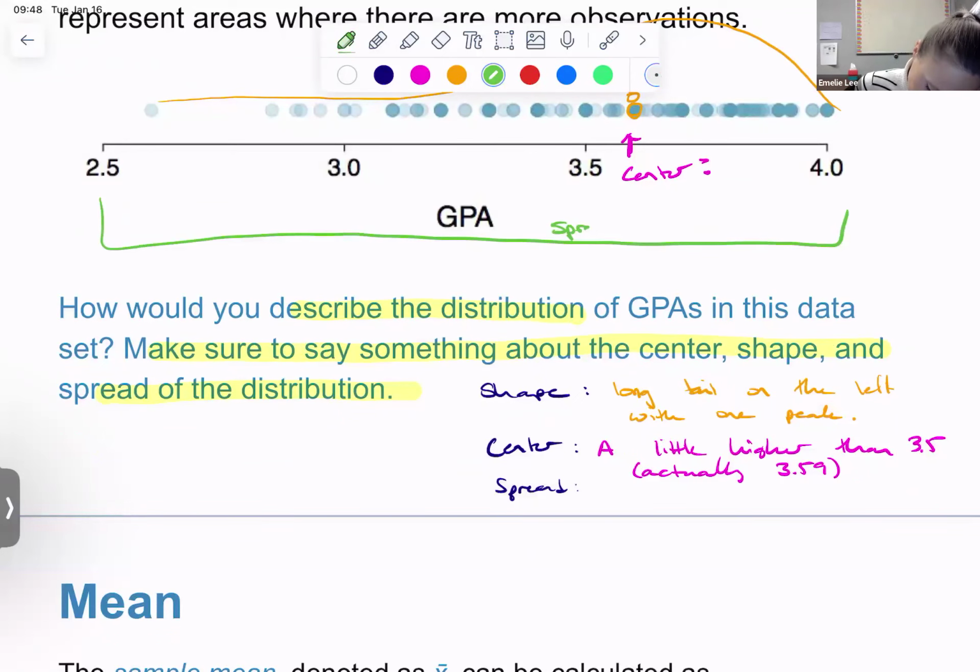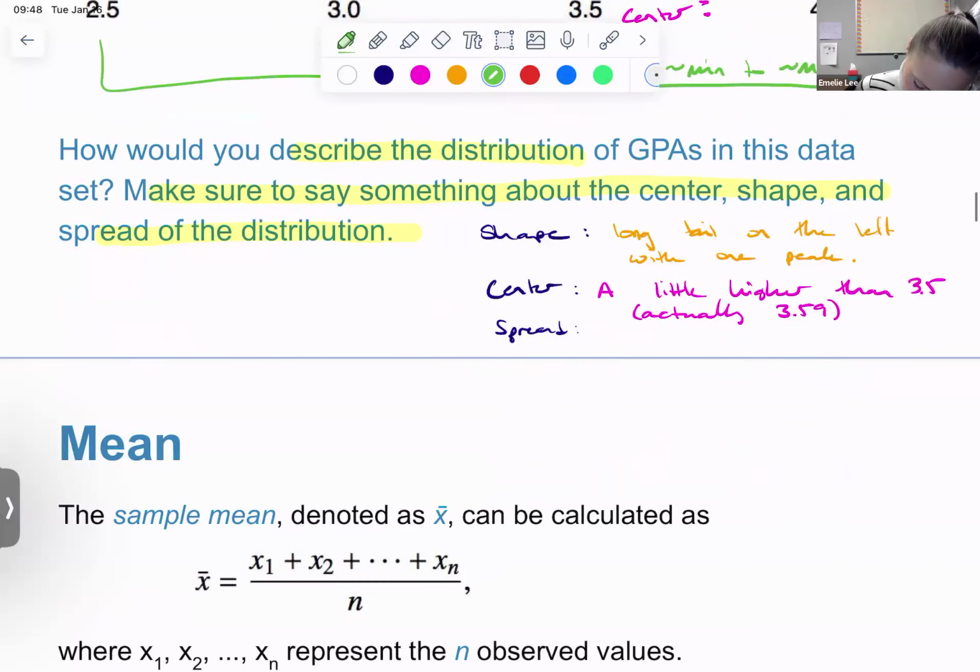So the spread is roughly from the minimum to the maximum. You just want to have an idea of what some generally acceptable values are, right? So here, what we're saying with the spread is that a GPA from 2.5 to 4 is perfectly reasonable, it can happen, right? Anything beyond that, we would investigate a little bit more. So roughly 2.5 to 4.